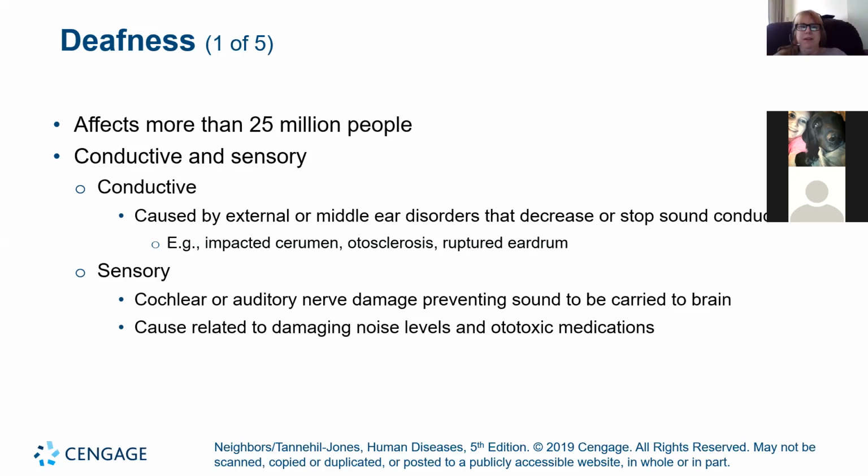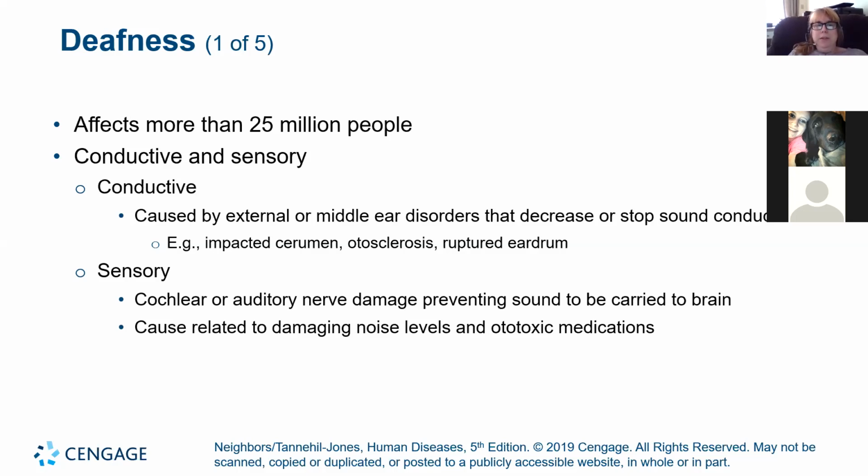There are two types of deafness. Conductive, okay, and this is caused by impacted wax in your ear, or cerumen, by otosclerosis, where the bones in your ear become sclerotic, or a ruptured eardrum. This is caused by external or middle ear disorders that decrease or stop sound conduction.